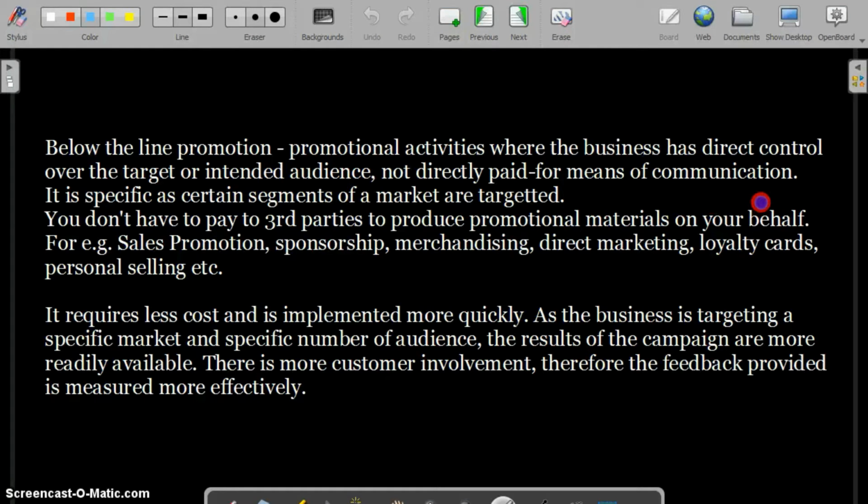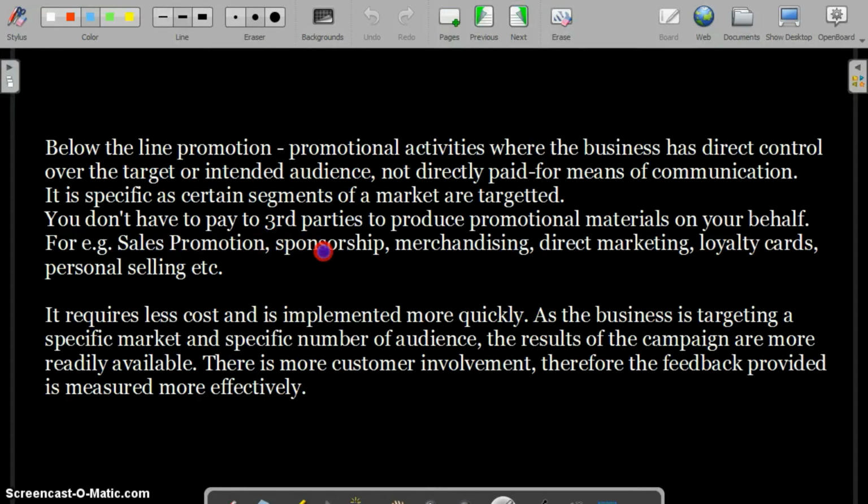Everything, the business is just on its own. The business is on its own in below the line promotion. They don't take help from anyone, so you don't have to pay them as well. So what are the examples? It's sales promotion, or 20% off, 30% off, stuff like that.